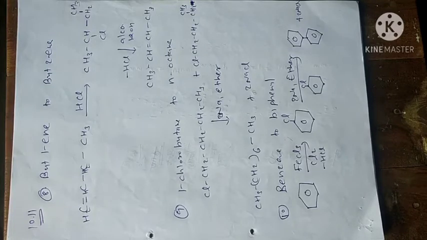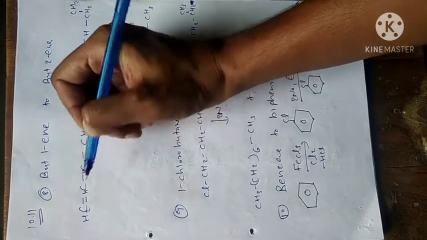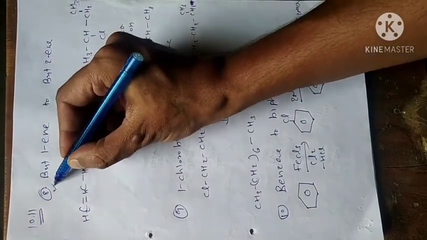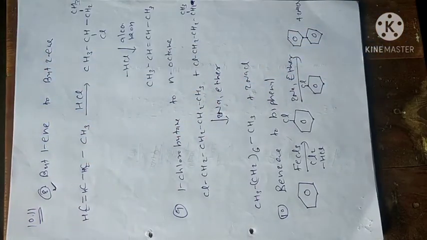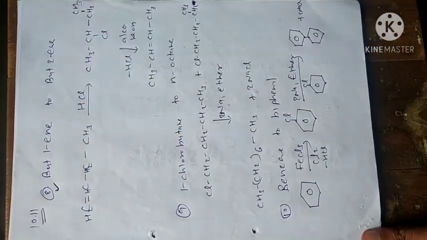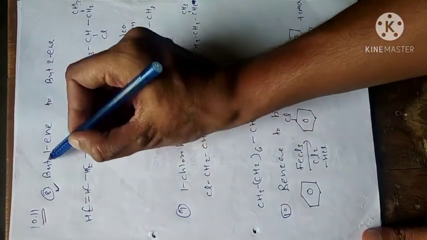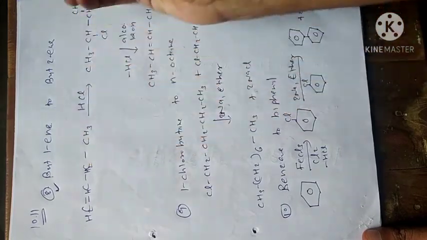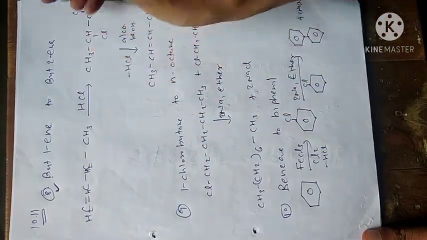Today we are going to continue the exercise. Yesterday we learned some conversions. That was question number 10.11 from your exercise. Now in that further questions are there. Number 8 is here, but-1-yne to but-2-yne. Now the starting material is but-1-yne and our product is but-2-yne.